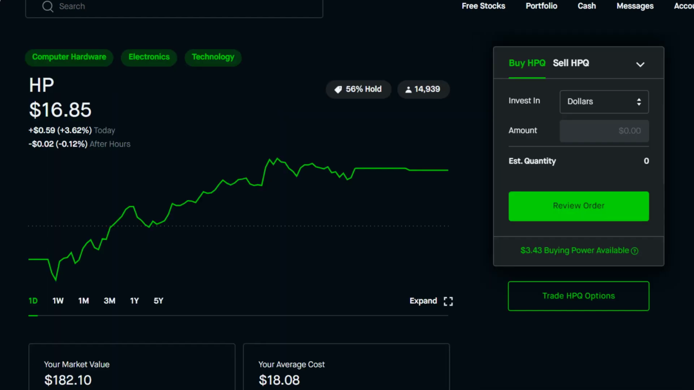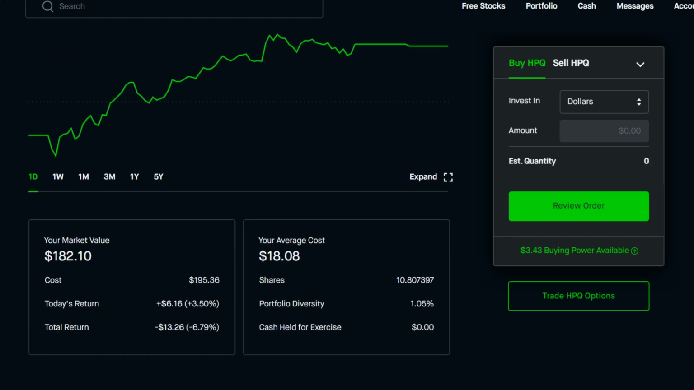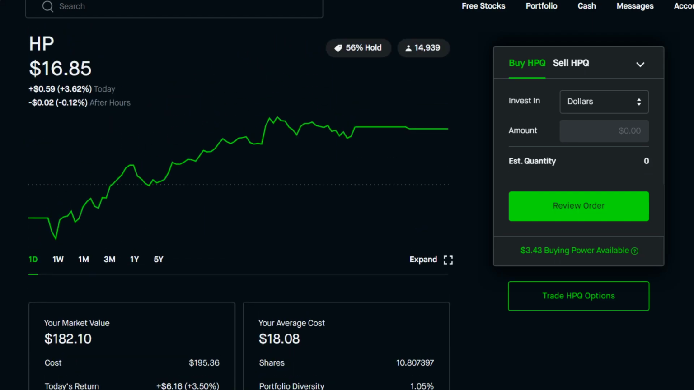Following them, one that I recently added on to was HPQ here. Average cost on this one of $18.08, 10.8 shares, 1% of the portfolio. Total return, I'm down $13 or 6.7%, I should say. I just added on to it. Really not one I'm going to add on more beyond just what the dividend pays out for the company.